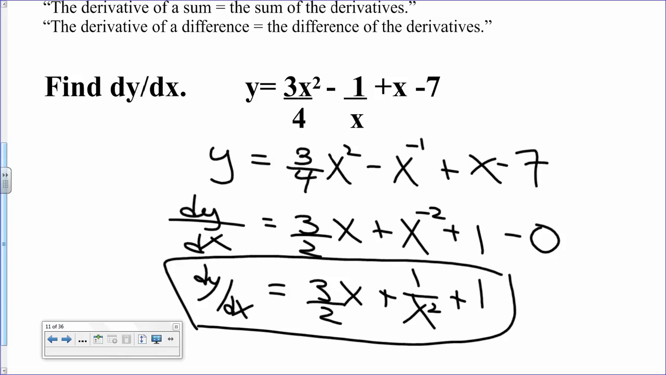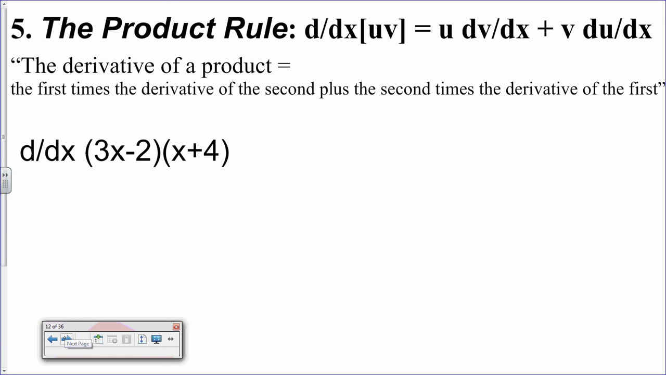Four rules, done. I'm going to show you one more rule today called the product rule. Now, you are not going to have to do any homework tonight. I'm not going to do the quotient rule till tomorrow, because this was a lot to go over. But be ready for the quotient rule tomorrow. It's a good one. Let me show you how you find the derivative of a product without multiplying it out.